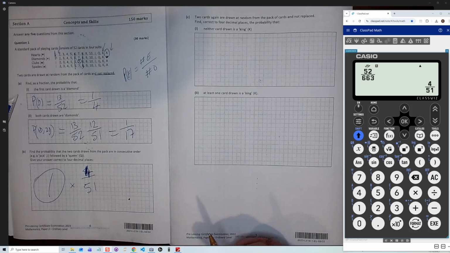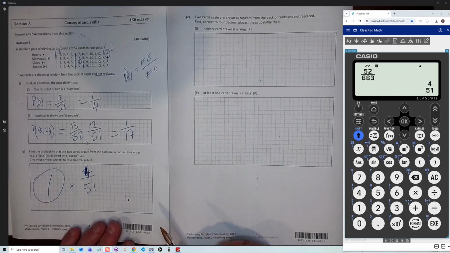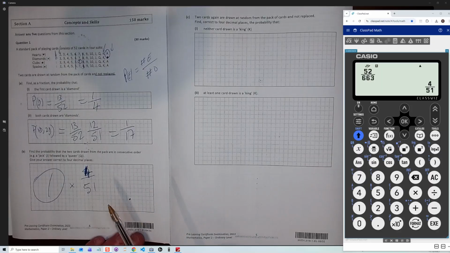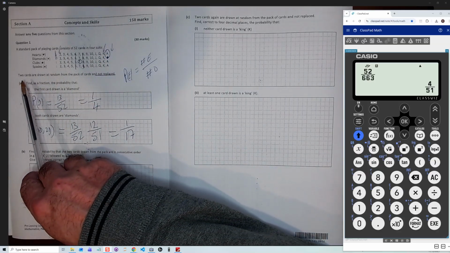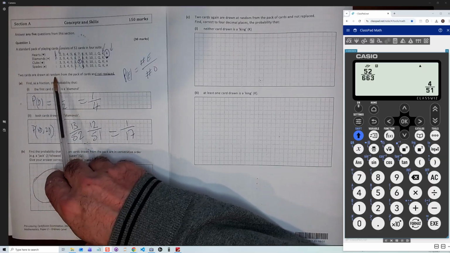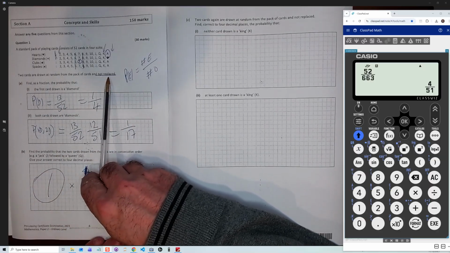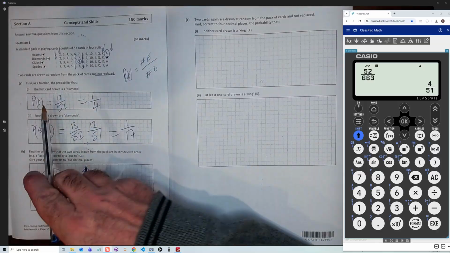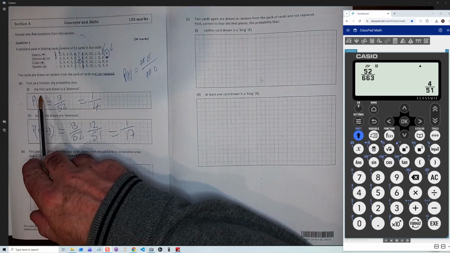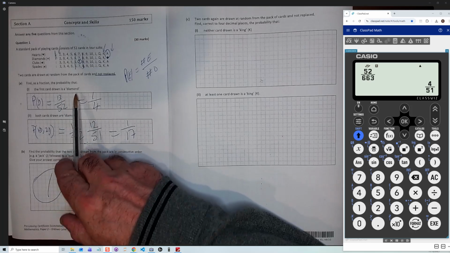Okay, welcome back. So I've just got started on this and I'm going to talk you through it. We're doing the 2023 DEB paper 2 question 1. So we have a standard deck of cards, and as we read carefully, 2 cards are drawn at random from the pack and not replaced. So after drawing one, when you're drawing the second one, the deck is down by 1 card. Find as a fraction the probability that the first card drawn is a diamond.